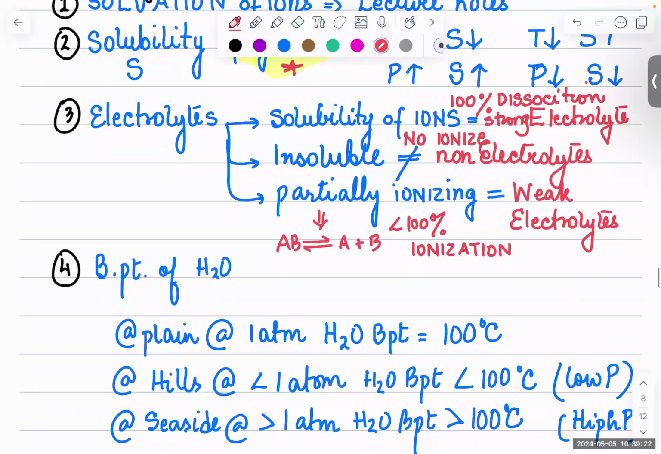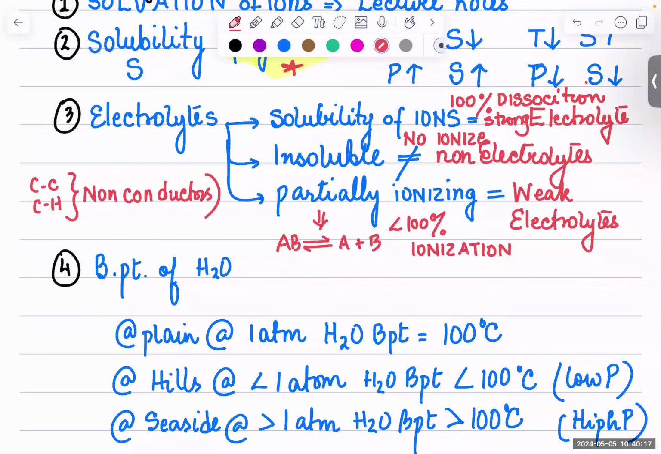Next is about the electrolytes. Electrolytes are like the ones where the bulb glows when the light is passed through a solution. It all relates to the solubility of ions. If something is soluble in water, it will conduct electricity. If something is insoluble or partially soluble in water, it will be a weak electrolyte. Insoluble will be a non-electrolyte. Always remember the carbon and hydrogen containing compounds: they may be polar, they may be soluble in water, but they are always non-conductors of electricity.